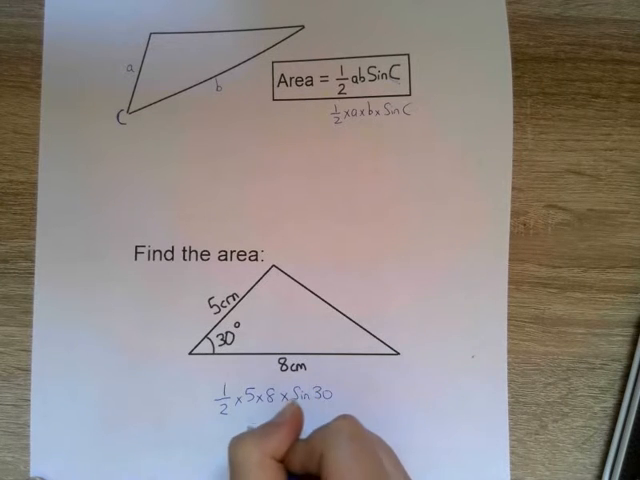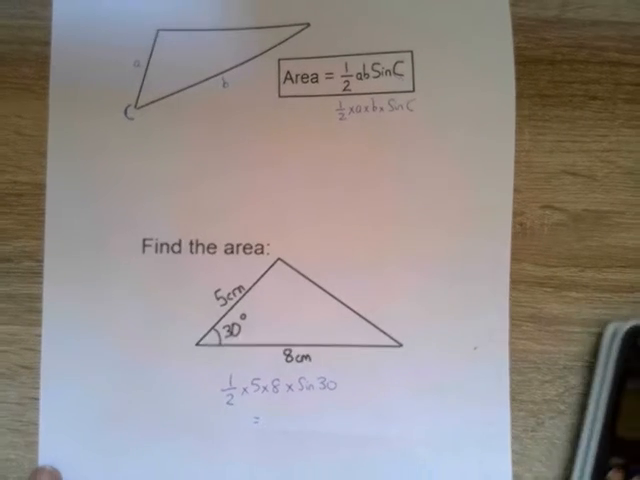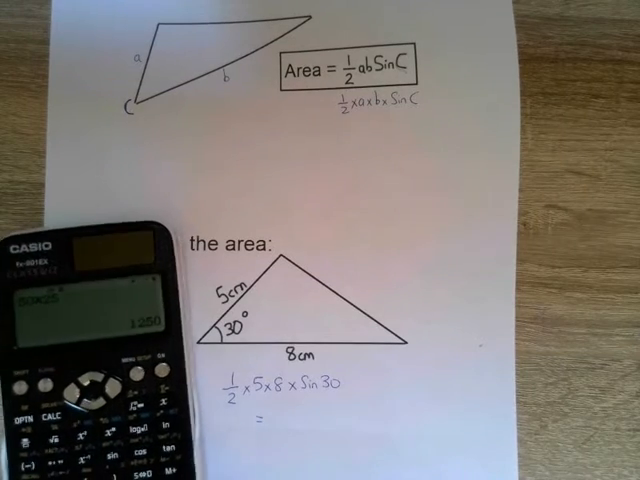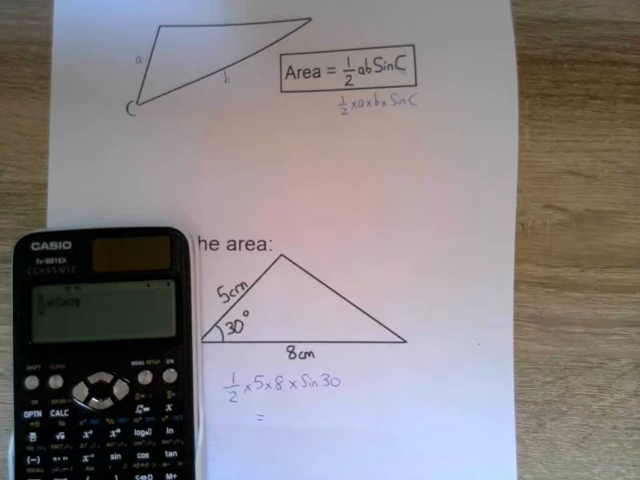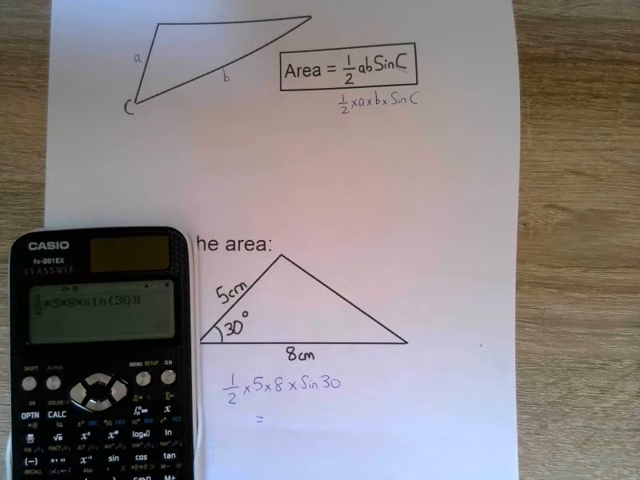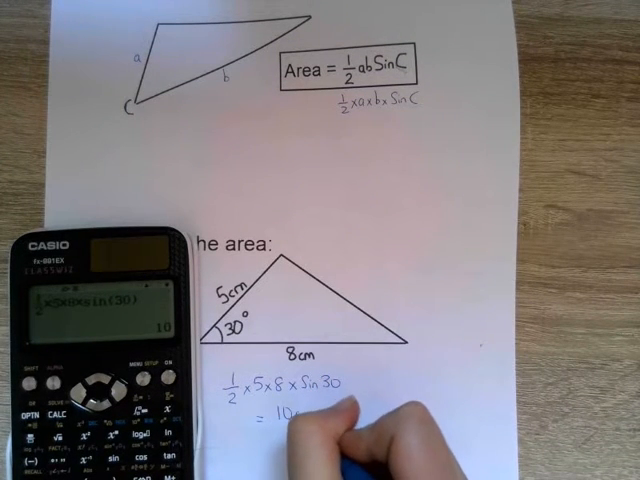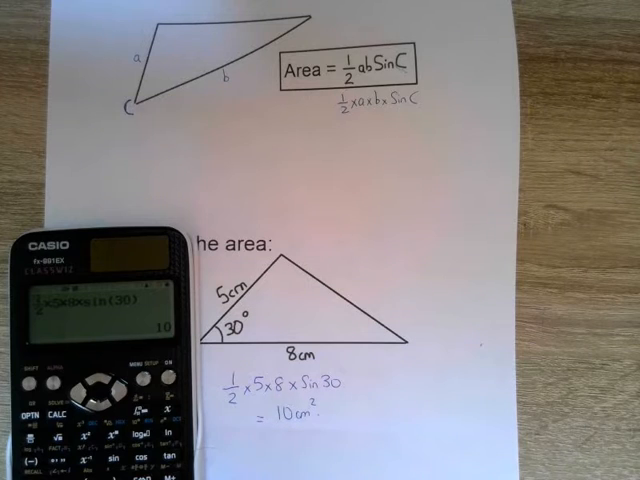between them, which is in this case the only one we've got anyway, and you would work that out on your calculator. So times 5 times 8 times sine 30, so that would be 10, and it would be centimetres squared. So sometimes you might get a decimal answer, it's just because sine 30 happens to be a nice number.